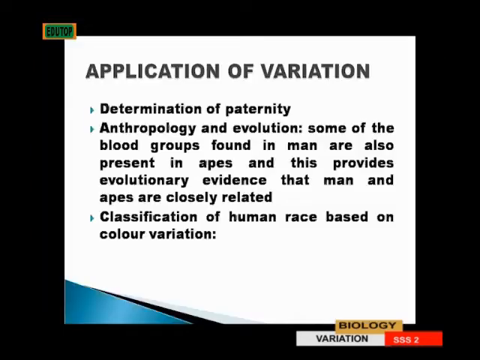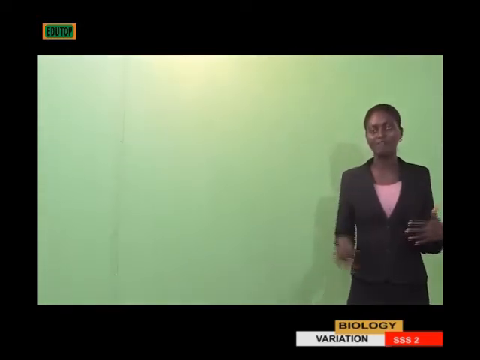Then another application of variation is determination of paternity. Maybe there is dispute about who is the father of this child and things like that. So this variation, blood group, DNA, can help identify who the real father of the child is.